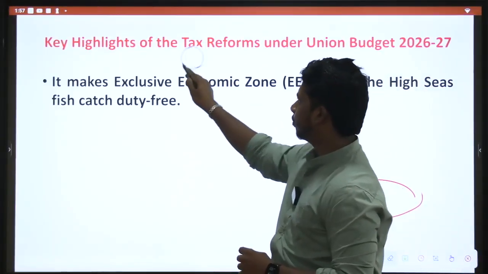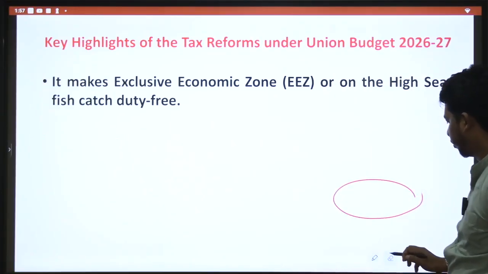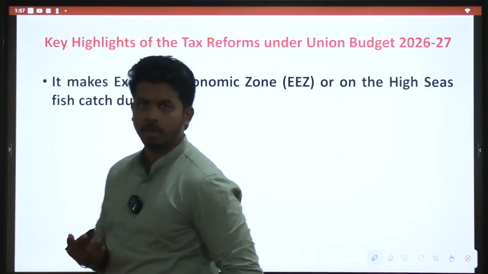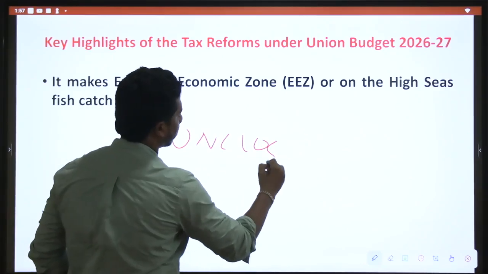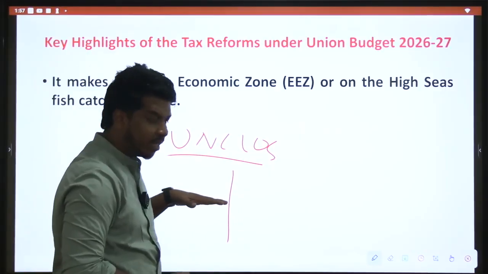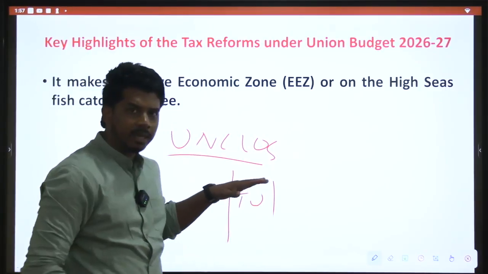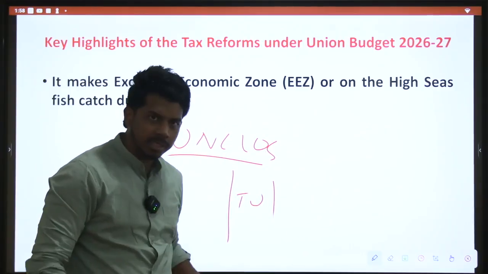Exclusive economic zone. So we know this UNCLOS law, UNCLOS. There is something called UNCLOS. So this is the territorial waters, all the land of the country. Then this is territorial waters. So everything that happens in the territorial waters is under the complete jurisdiction of India.